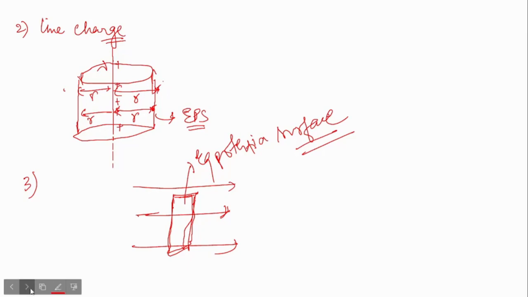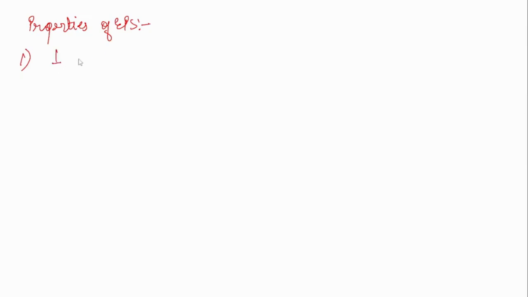Now we'll look at a few properties of equipotential surface. The first one: equipotential surfaces are always perpendicular to the direction of electric field. I've told you. Okay, perpendicular to electric field direction. The second point, you can say that equipotential surfaces never intersect.